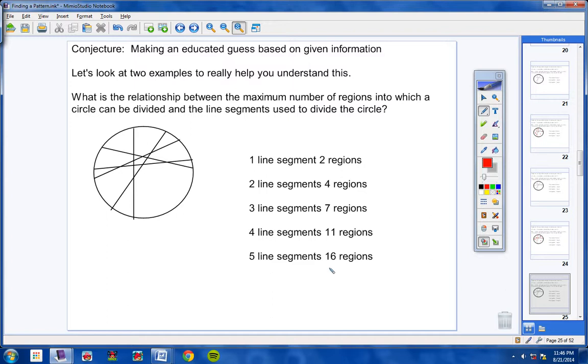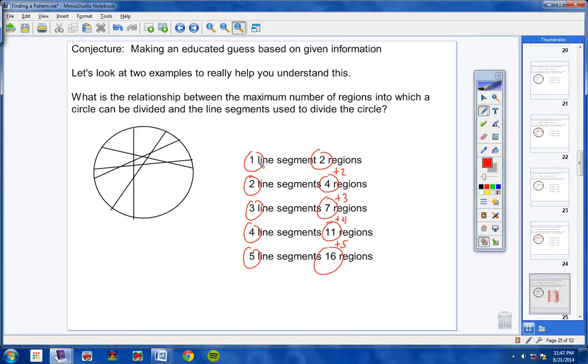Now, let me tell you again, students, relax. I'm not going to give you a problem like this. I just want to show you how I looked for a pattern. I noticed when I had 1 line segment, it divided the circle into a maximum of 2 regions. And when I had 2, it was a maximum of 4. 3 line segments was 7. And I kind of see a pattern here. Do you see the pattern? I went from 2 to 4, and then to 7, and then to 11, and then to 16. So I added 2, then I added 3, then I added 4, and then I added 5.